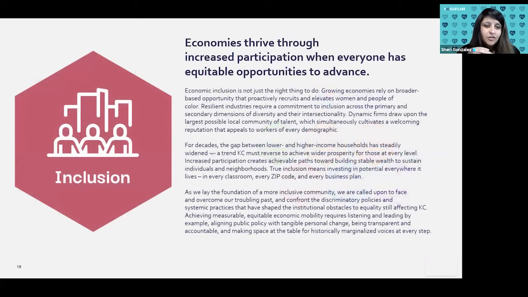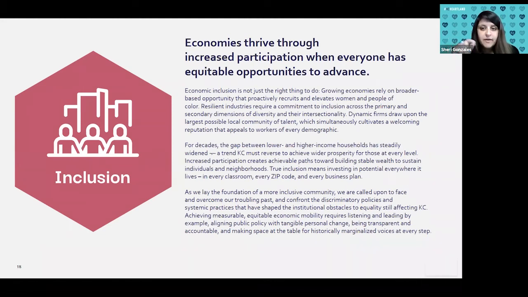And I mentioned that each pillar has sort of different elements to it. So this is an example of the inclusion pillar where you see what we call the badge, so the visual representation. The bolded statement is our pillar statement. You could put a because in front of it. This matters to the economy because economies thrive through increased participation where everyone has equitable opportunity to advance. And then there's a longer description, which is sort of our end state, what we would hope to see in our community, right? So true inclusion means investing in potential everywhere it lives, in every classroom, every zip code, and every business plan.